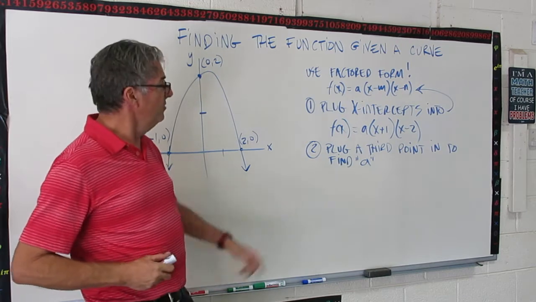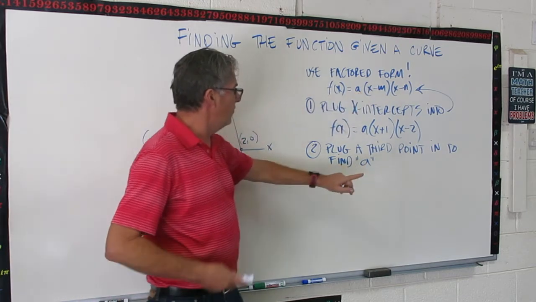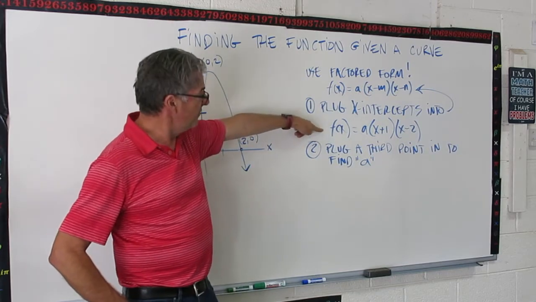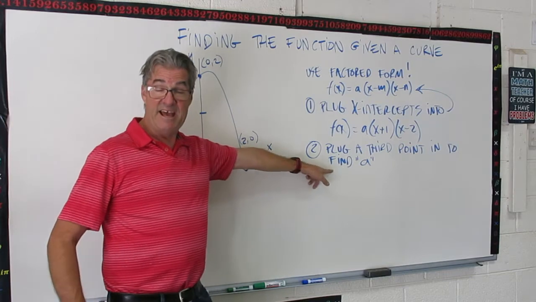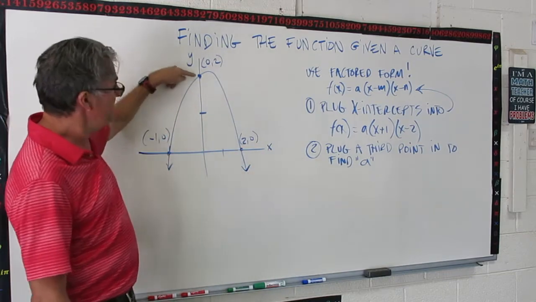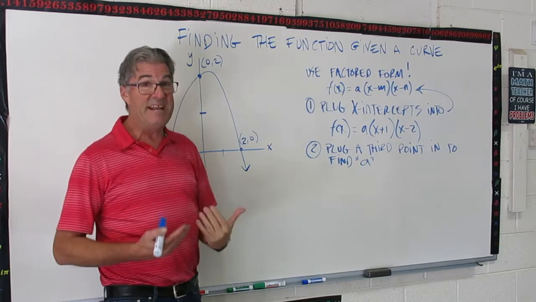So quickly, to review, the first step is to plug the x-intercepts into factored form. So I went ahead and rewrote that step for you here. The second step is plug a third point in to find a. Now, in our case here, that third point is our y-intercept, but if you knew other points on this function, it could be any other point.